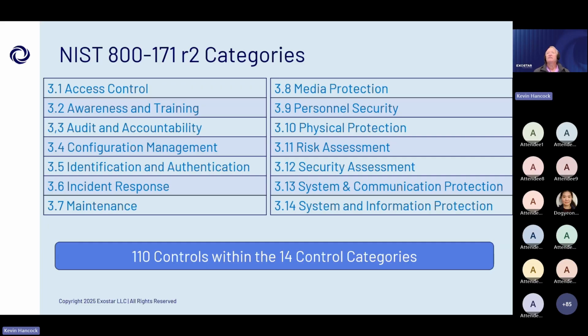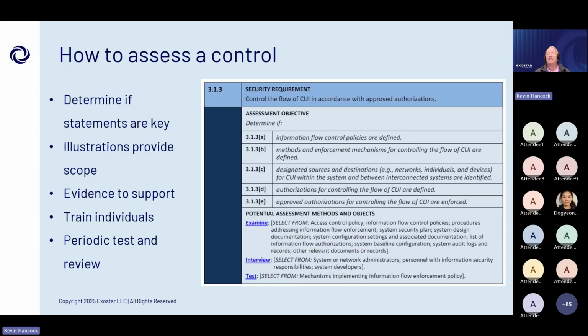They're going to want to know your policies and procedures that you have in place to implement that particular control, and that your control kind of ticks off the list of the things to consider when you're doing that. And again, if you want to see what they're actually looking for, look at the assessment guide. That's what this is, right? This is a page from that assessment guide. This is for control 3.1.3. Control the flow of CUI in accordance with approved authorizations.